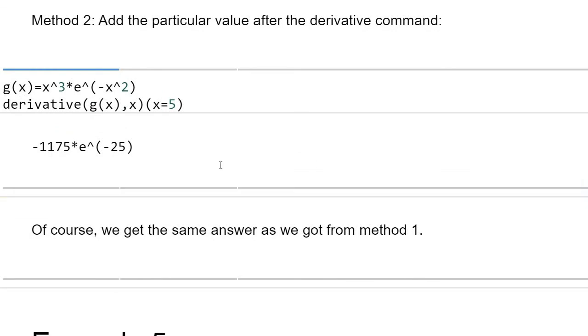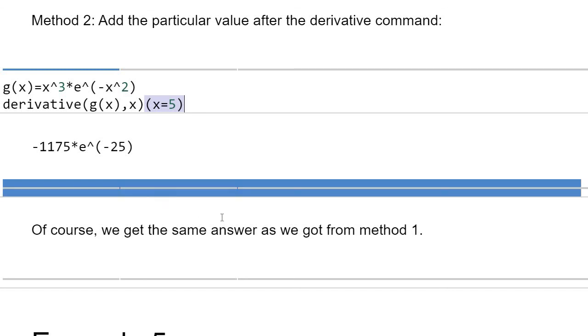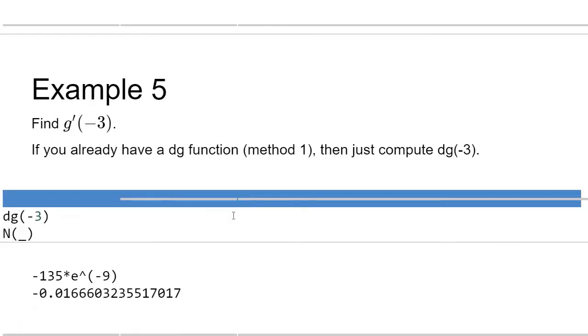Second method, add the particular value of the derivative after the derivative command, or add the particular value of x, I should say. So here it is, here's the derivative command, and then here's the particular value of x afterwards, x equals 5. And we get the same answer as we got for method 1.